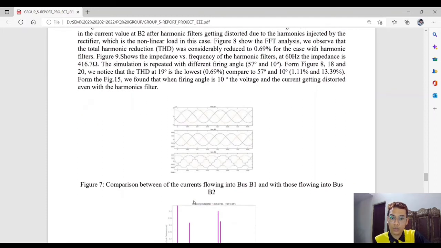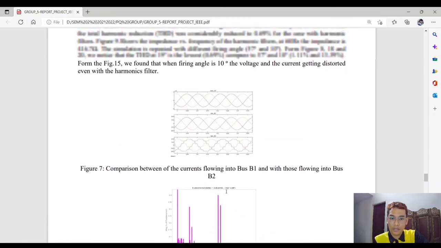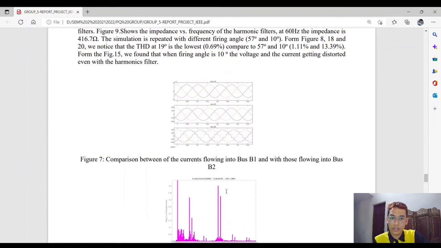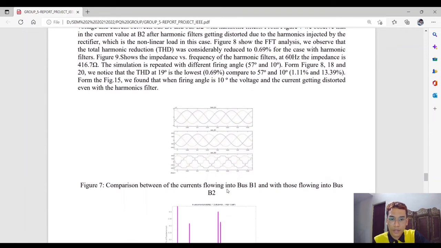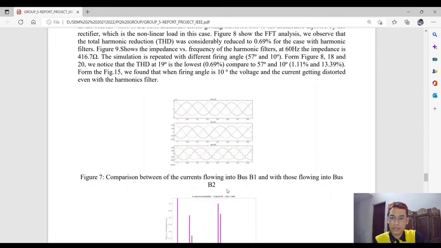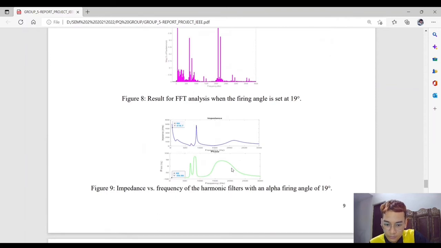While figure 8 shows that the FFT reduced until 0.969, and from figure 9, this is the impedance versus the frequency of the harmonic filter with an alpha firing angle of 19 degree.